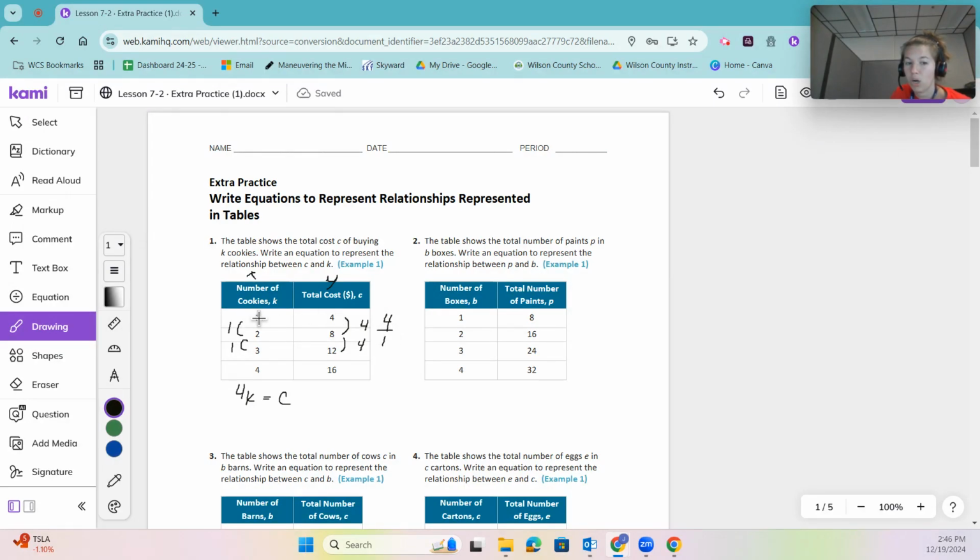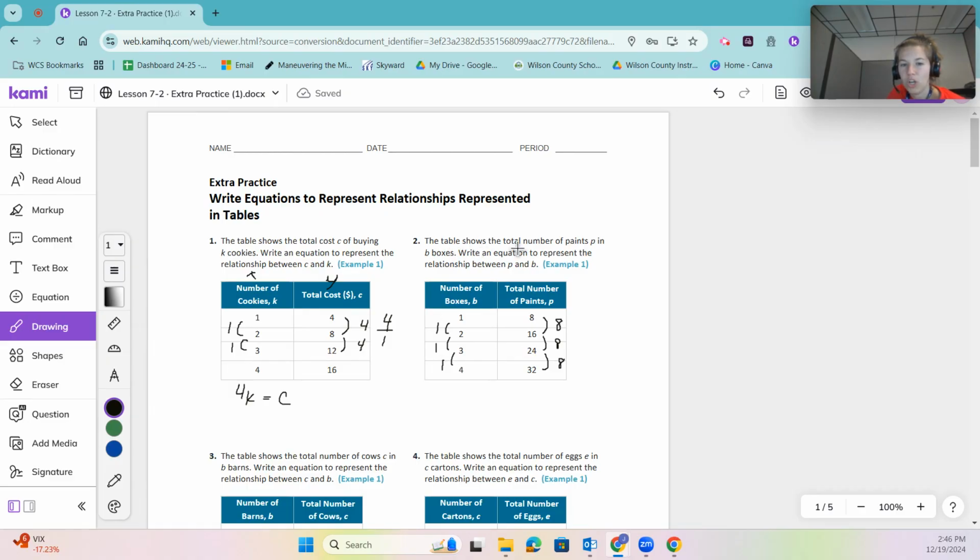So cost per one cookie. Well, in the second one, the cost per one cookie is also 4. And that's how you could get this as well. So let's try this both ways on the second one here. So my change here is 8, 8, and 8, for every one change in the number of boxes.